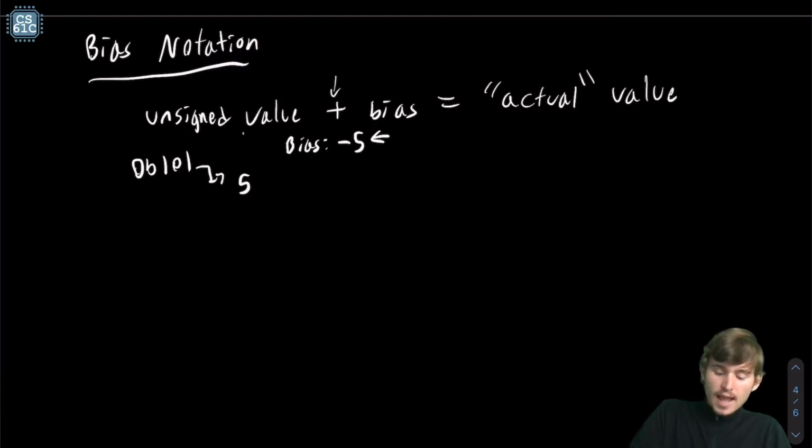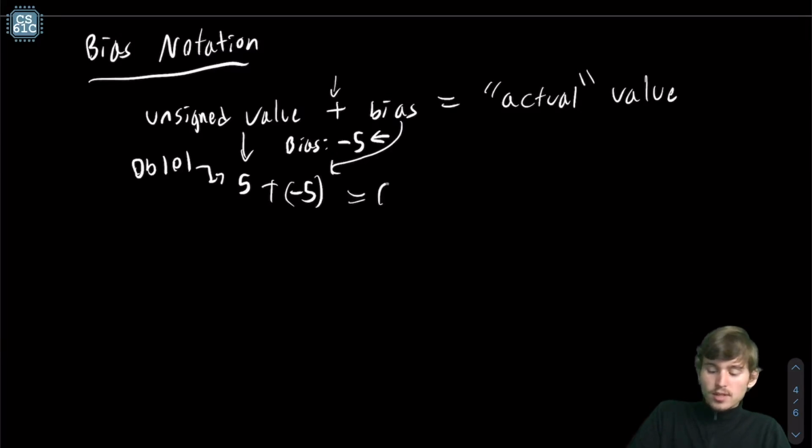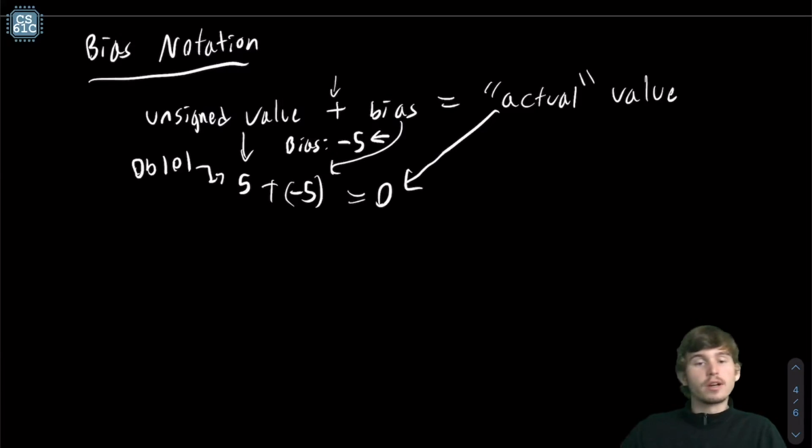So in this case, I'm going to add this unsigned value to the bias value, which in my case is -5. And so I'm going to get that this value in bias notation, the actual value that I'm trying to represent, is 0. So this is how you basically convert the actual unsigned bit representation of your value to your actual value from the bias.